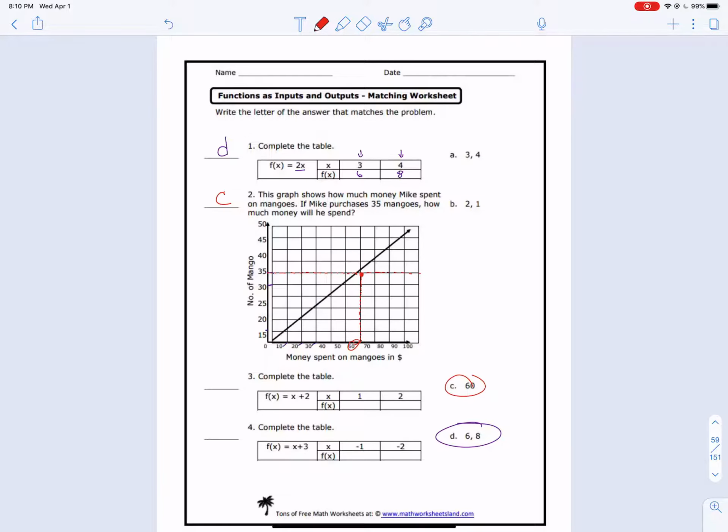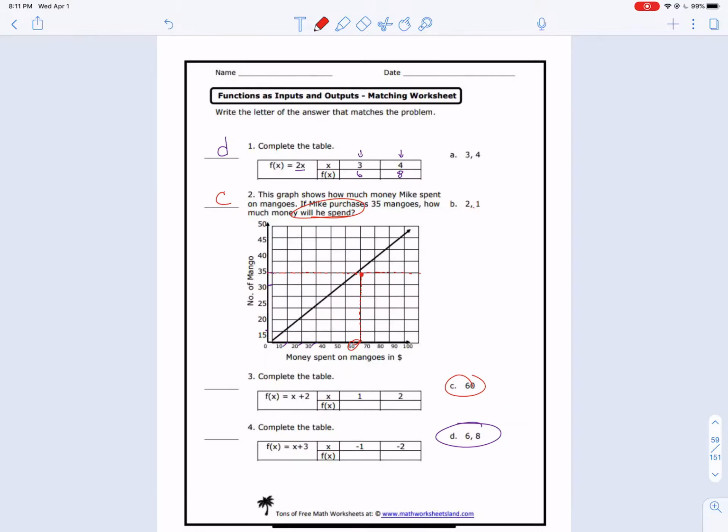Really, just looking at our answer choices, there's only one that would even make sense because we're asking how much money. So 3 comma 4, what is that? That's not money. 2 comma 1, it's not money. The only one that makes sense is C. So even without realizing that there's a problem and figuring it out, we knew which answer it should be.